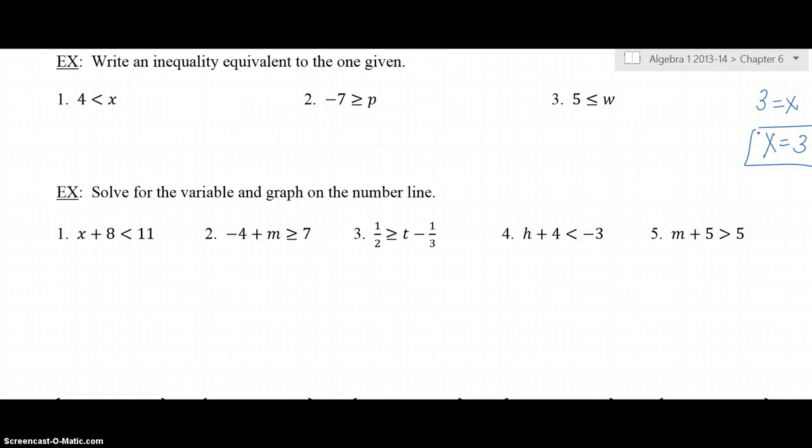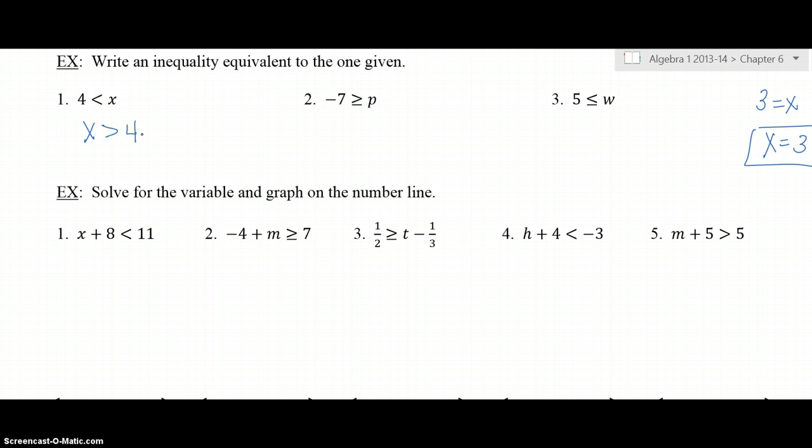Okay? So for this, it's going to be important to pay attention to whether the open part or the closed part of the symbol is pointing towards the variable. So in the first one, the open part is towards the x. That's the greater than. So when you flip the entire thing, you're going to have x is greater than 4. So the open part starts towards the x and it stays towards the x. We're not changing it, we're just flipping the entire thing.